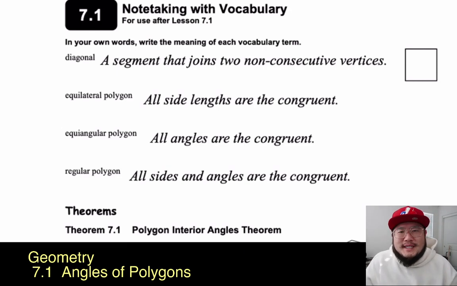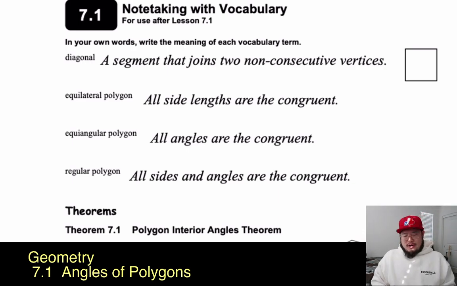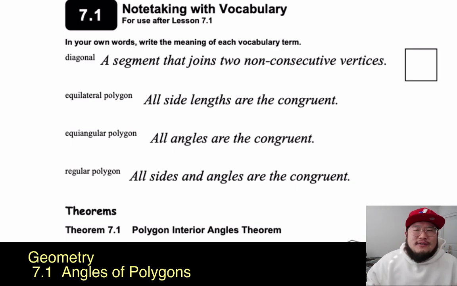All right, let's begin chapter 7, where you're going to be learning everything that you wanted to know or never wanted to know about quadrilaterals. We're going to start off right here and take a look at angles of polygons in 7.1 before we get to all these specifics about your favorite topic, quadrilaterals. Let's start off and take a look at some vocabulary.